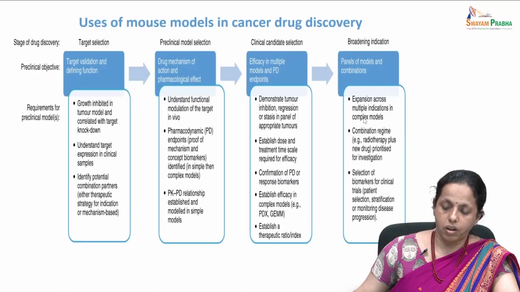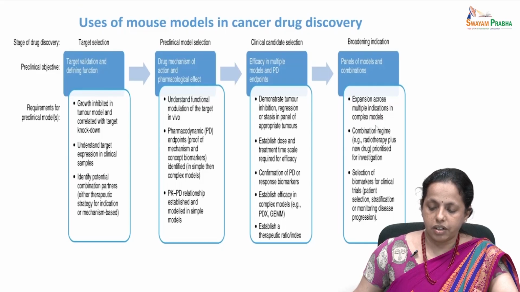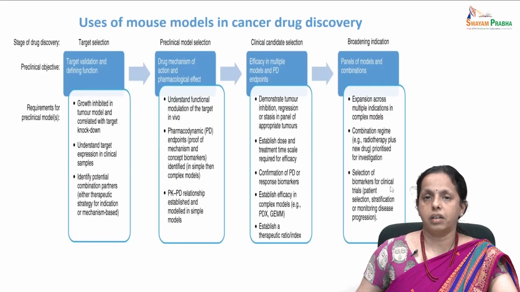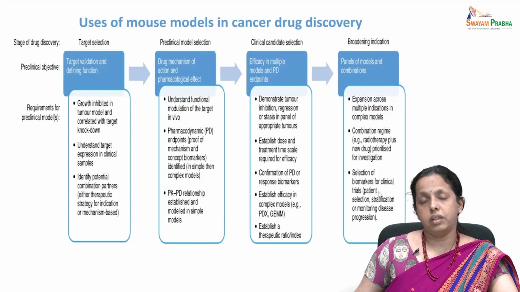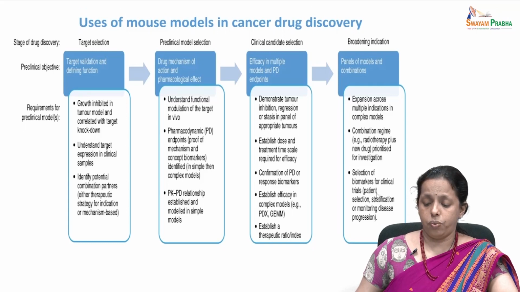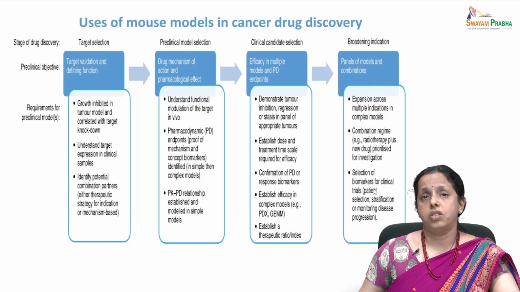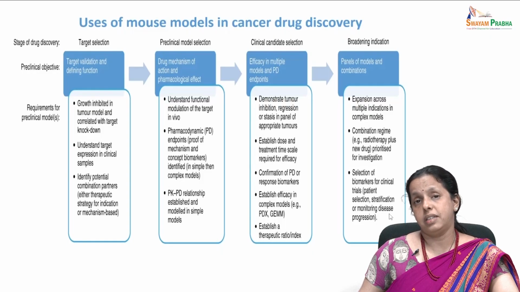Then for broadening, we need expansion across multiple indications and complex models, and then selection of biomarkers. It's very important to identify exactly what the biomarkers are, any particular protein, RNA or DNA which is expressed. For this, it will be enabled for the patient. If you recollect, we have been grouping the molecular status of the tumors. So, having a mouse model can really enable us to stratify the disease and monitor the disease progression.